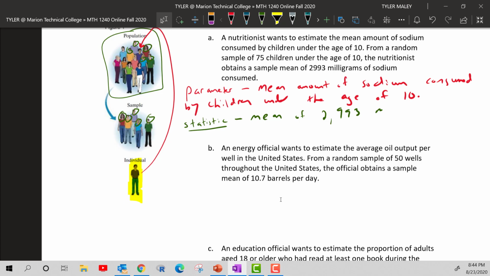Sorry about that. So the mean of 2,993 milligrams of sodium obtained from the sample of 75 children.